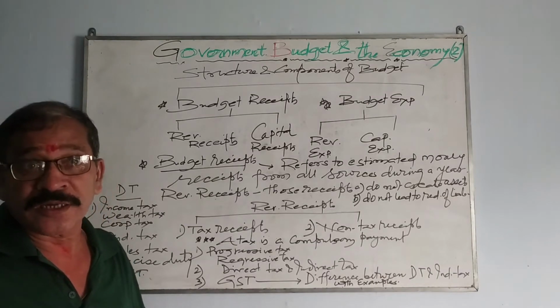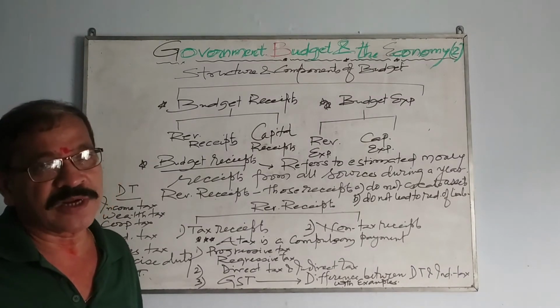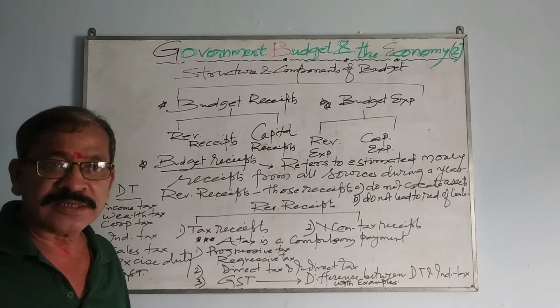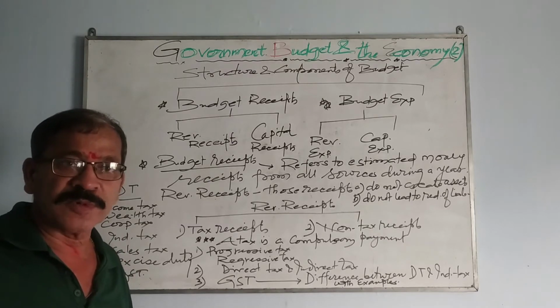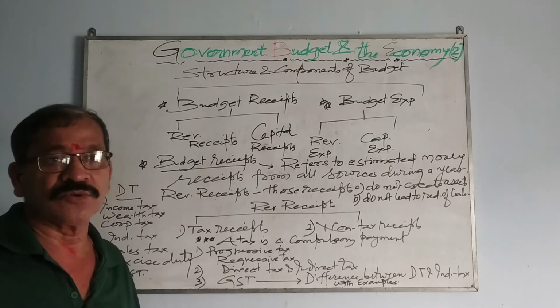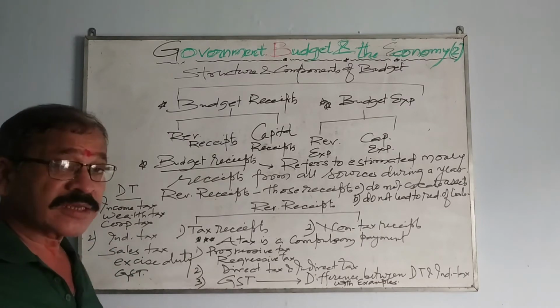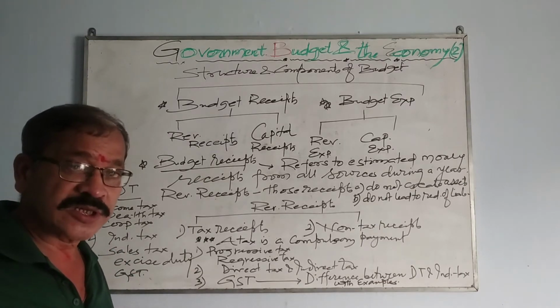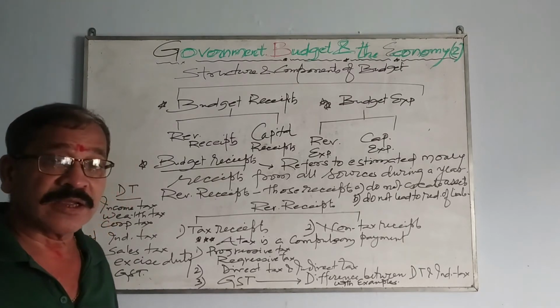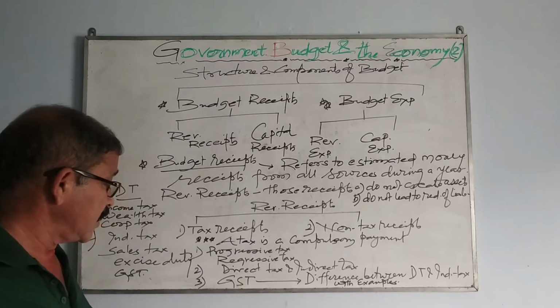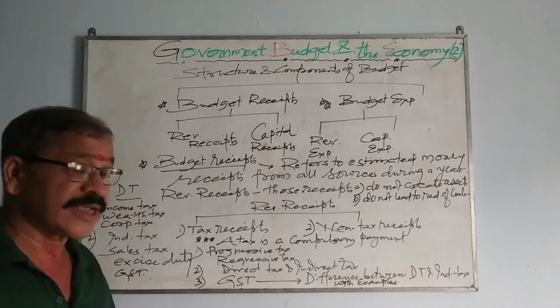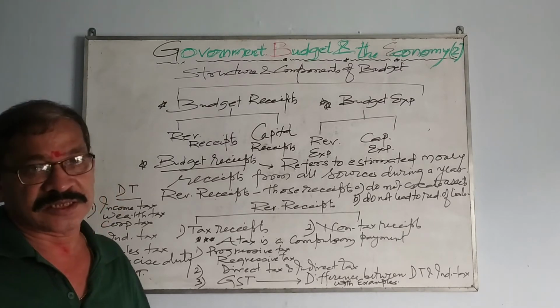Direct taxes are those taxes whose burden falls on the person who makes the payment, and indirect taxes are those taxes whose burden does not fall on the person who makes the payment. The examples of direct taxes: income tax, wealth tax, corporation tax. Examples of indirect taxes: sales tax, excise duty, GST.